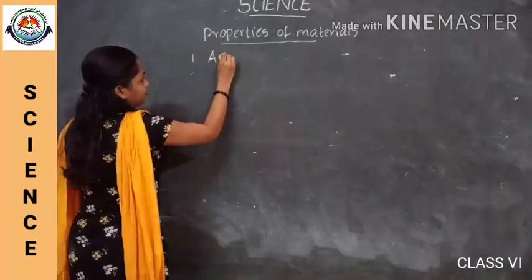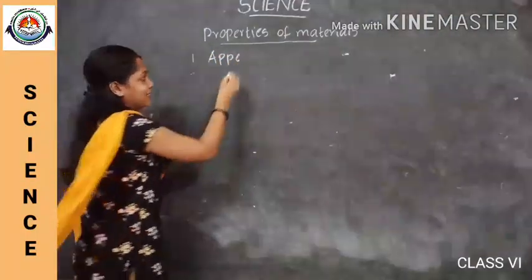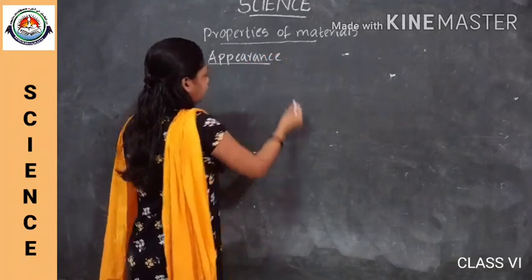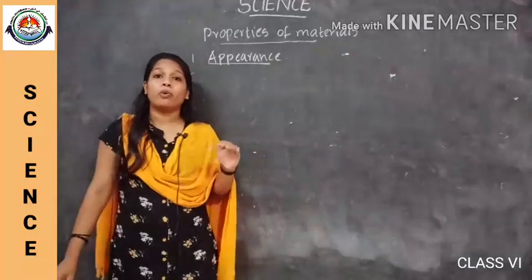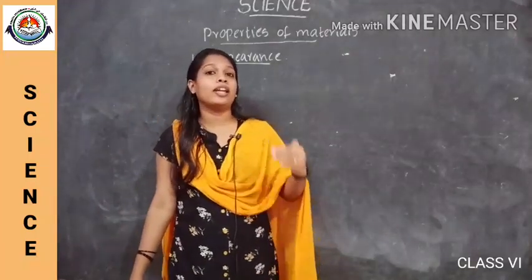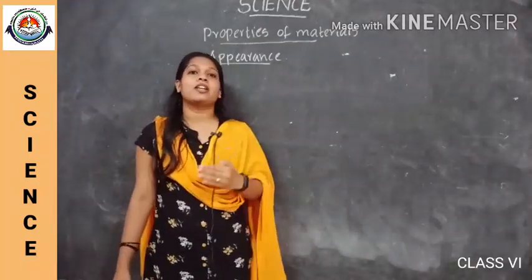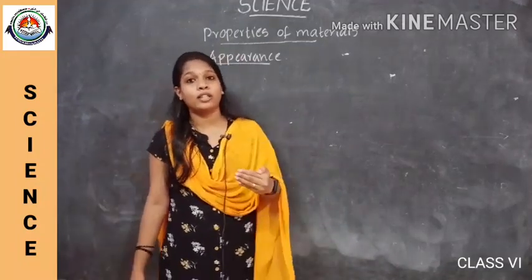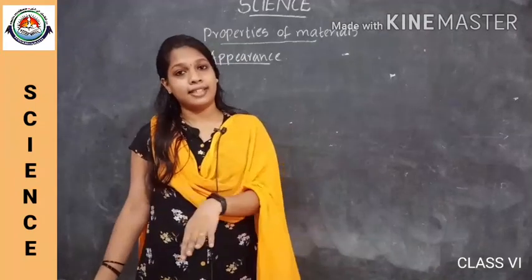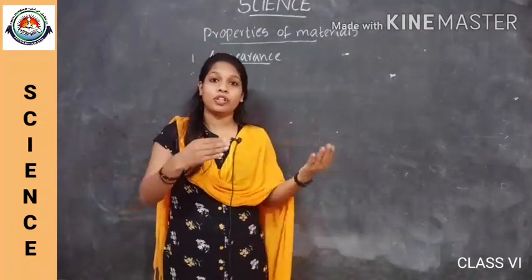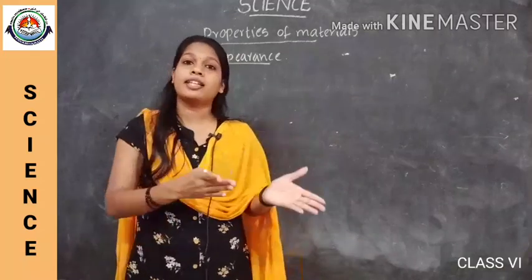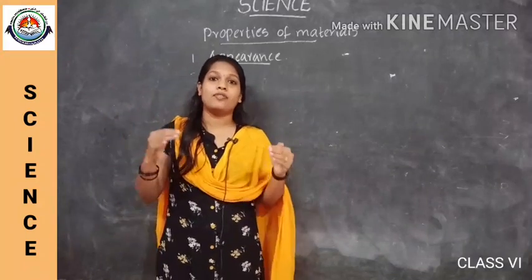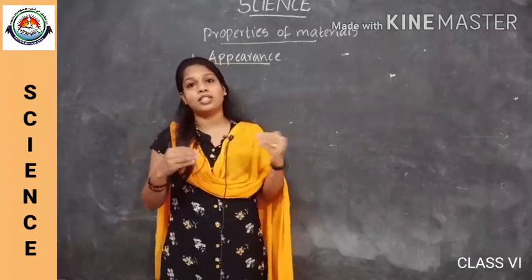Appearance. How it looks like. Appearance is one of the most important properties of a material. Each material will be different from each other. For example, in the case of wood, wood is different from sand and it is also different from plastic, and plastic is different from aluminium and so on. So each material will be different from each other.